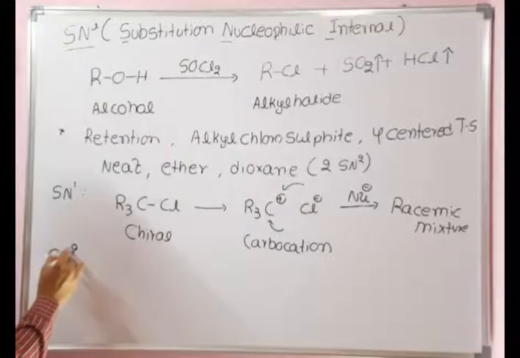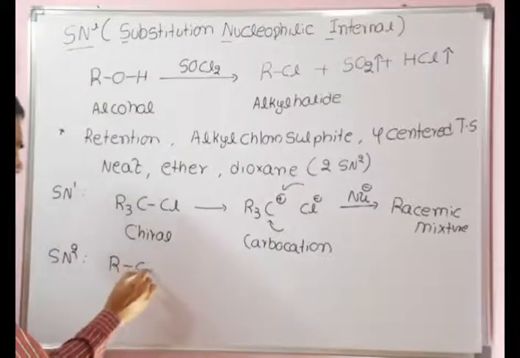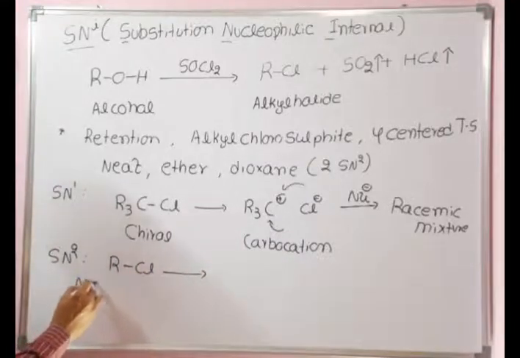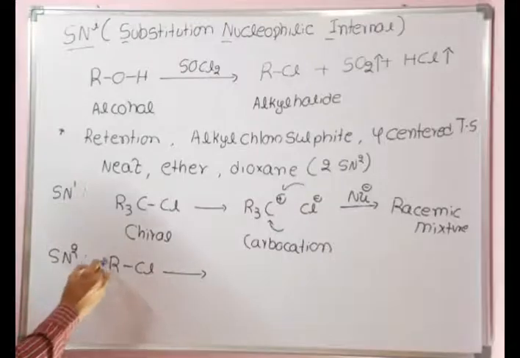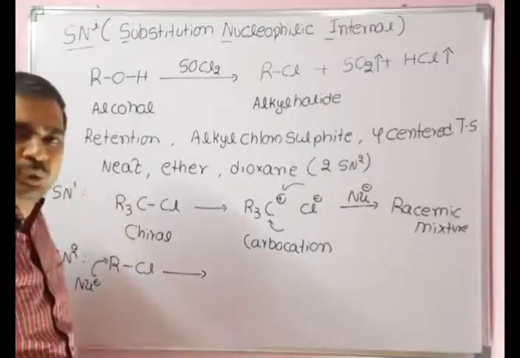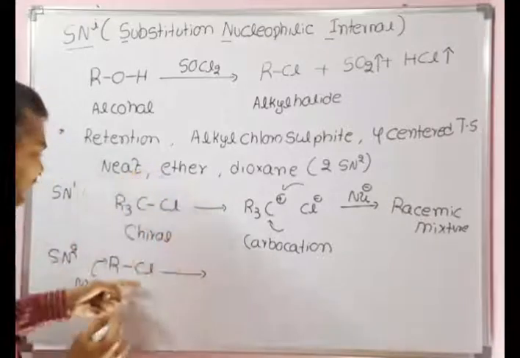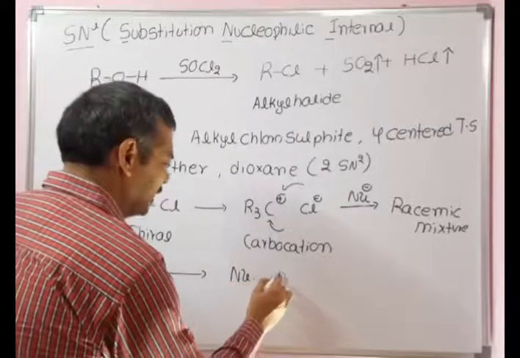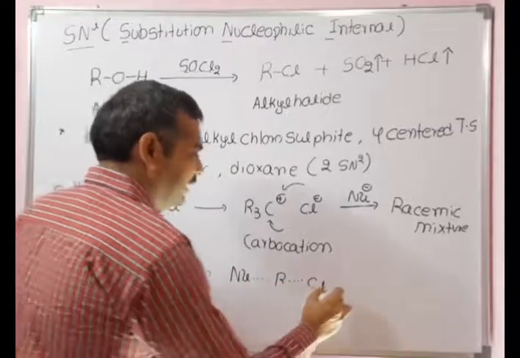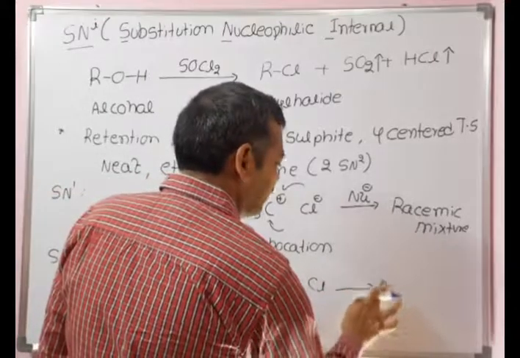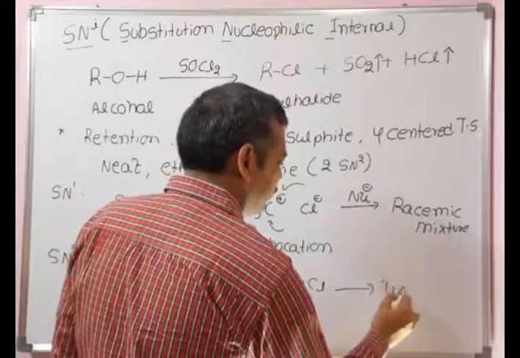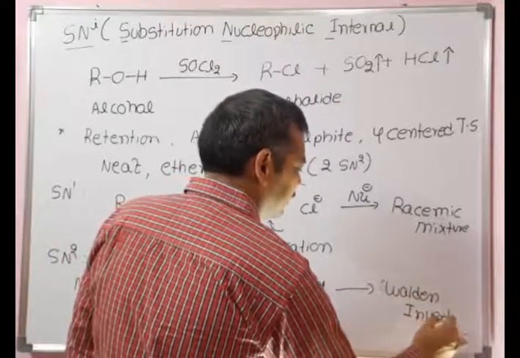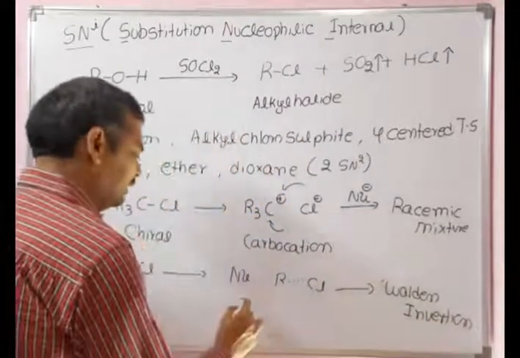In SN2, generally primary alkyl halides undergo SN2 reaction. This is a single-step reaction. Always the nucleophile will attack from the outside and back side with respect to the halogen. We'll get the transition state. Finally, we'll get the compound with inversion of the configuration, known as Walden inversion.